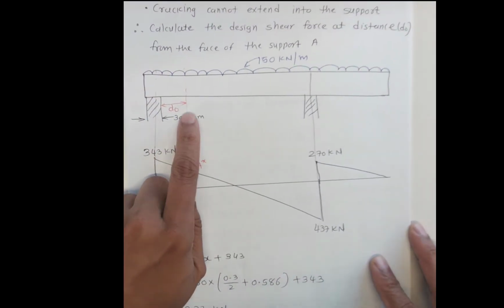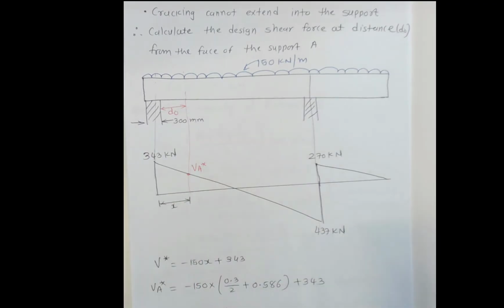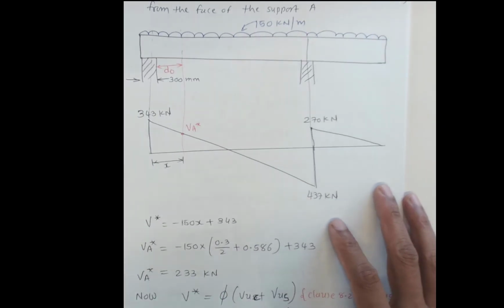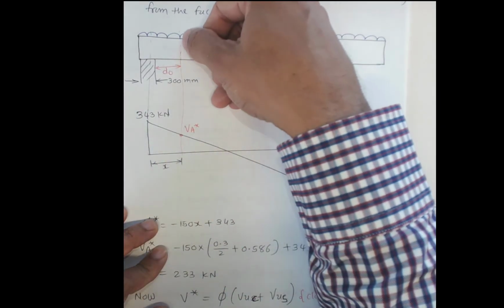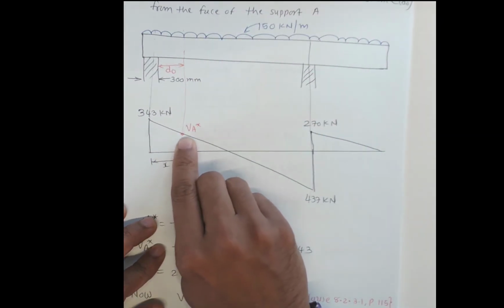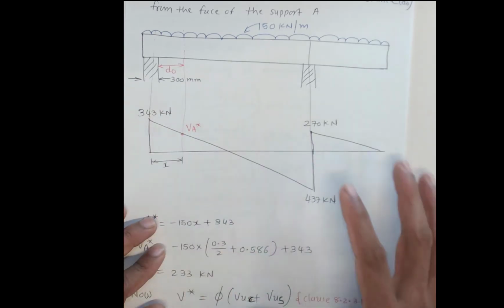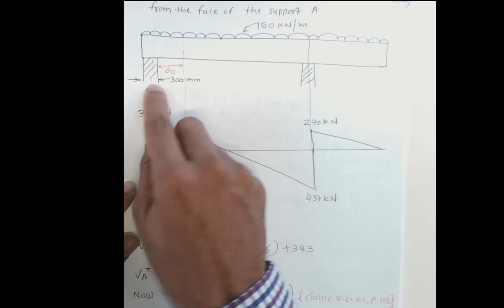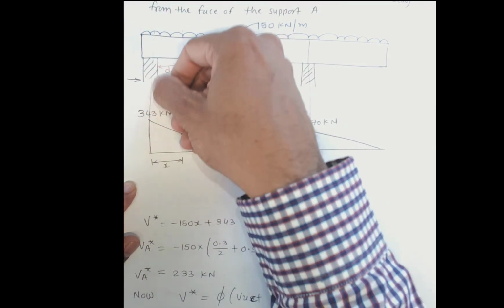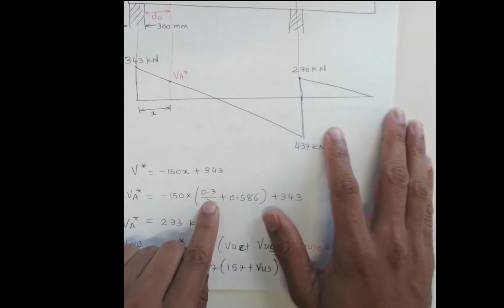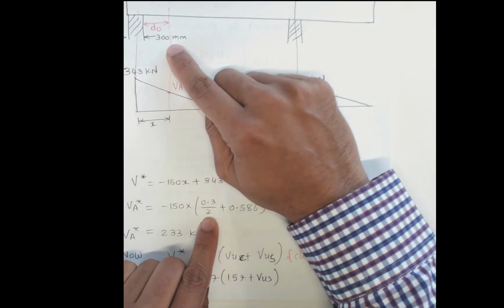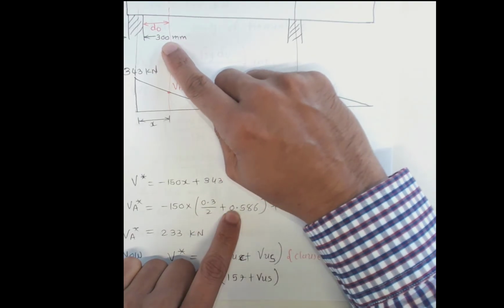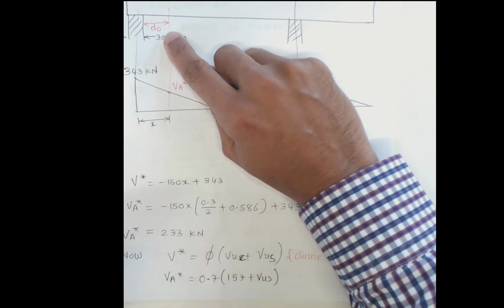So therefore we put the d0, and the support is 300 millimeters, that is given in the question. This is a shear force diagram, and we just need to find the shear force V*A at the distance d0. Now this distance x is nothing but d0 plus 150, because we are taking the shear force diagram from the middle. So this x is nothing but 0.3 divided by 2, with 300 divided by 1000 in meters, plus this d0 distance, 0.586.